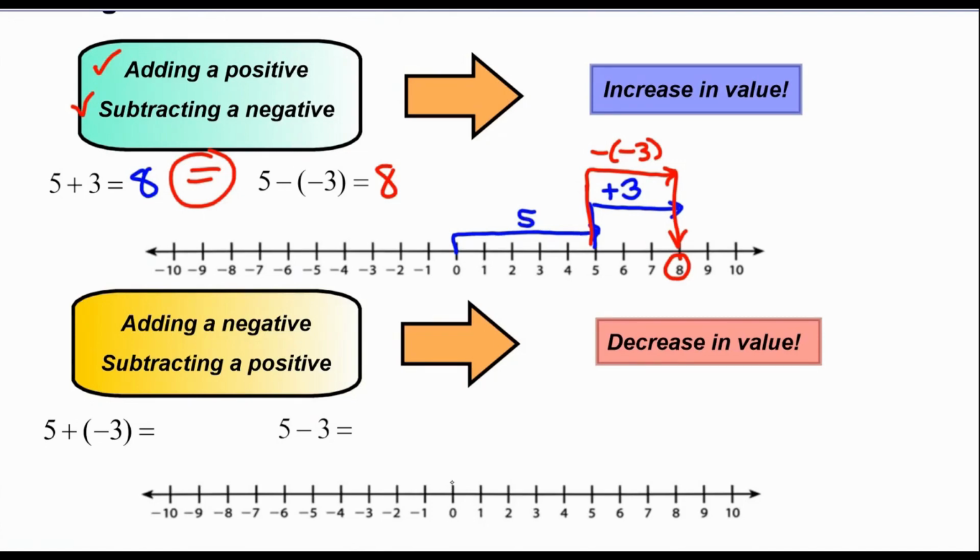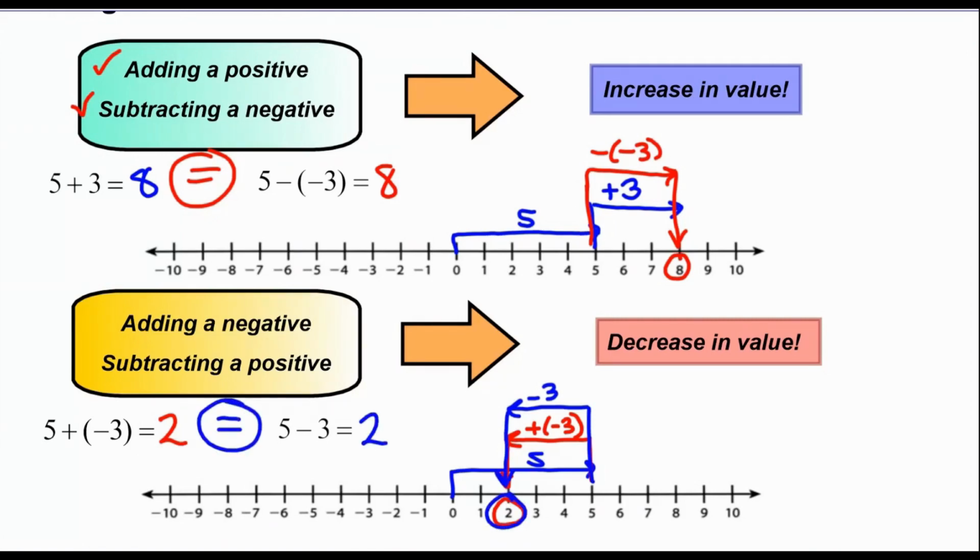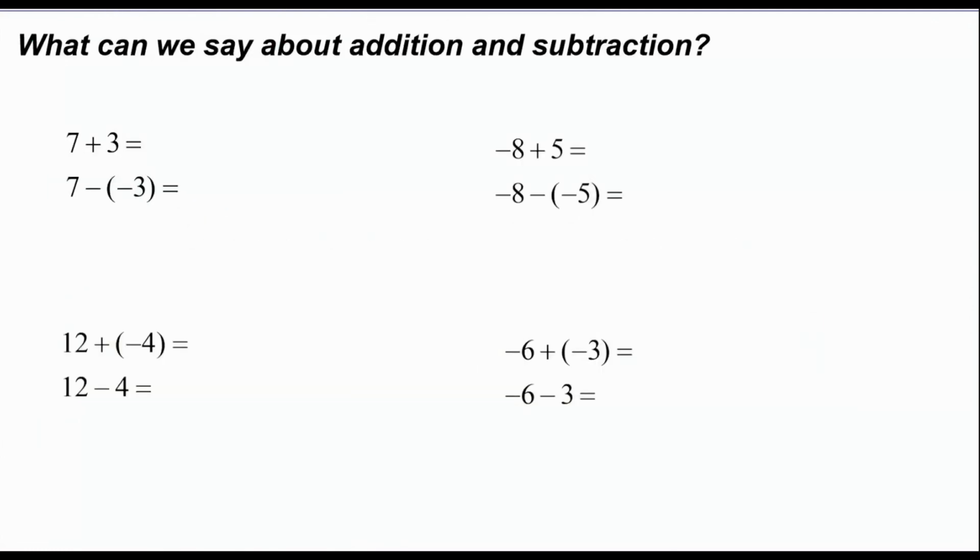5 plus negative 3: if I start at 5 and add a negative 3, adding a negative will decrease the value. Plus negative 3 puts me at 2. And then 5 minus 3, if I go to 5 and then just take 3 away, again, that puts me at 2. These are equivalent. These are identical things. So that is the major point we want to make in this lesson: addition and subtraction are very much related.